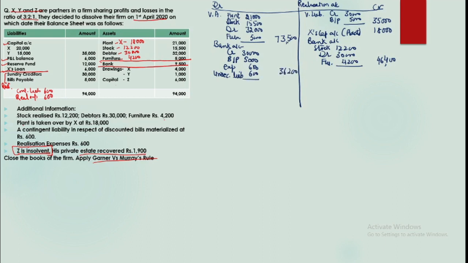Now when we total this up, you know that the debit total is more, so there is going to be a realization loss. All right, so let us just calculate the amount. $10,300 is the amount of loss. So the loss is transferred to the capital accounts of X, Y and Z. The ratio is 3:2:1. So in this ratio we will split this loss.